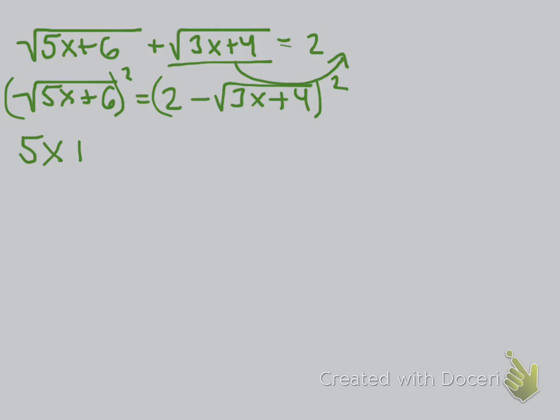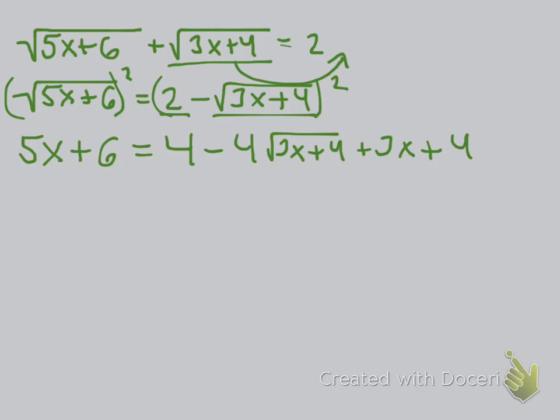Left-hand side, 5x plus 6 equals, I am squaring really a binomial here. I have 2 terms. 2 squared is 4, but I'm going to have in the middle here minus 4 root 3x plus 4. And then at the end, I will have plus 3x plus 4. Now, you might want to take a minute and verify that that work is correct there. I really just did a minus b squared.